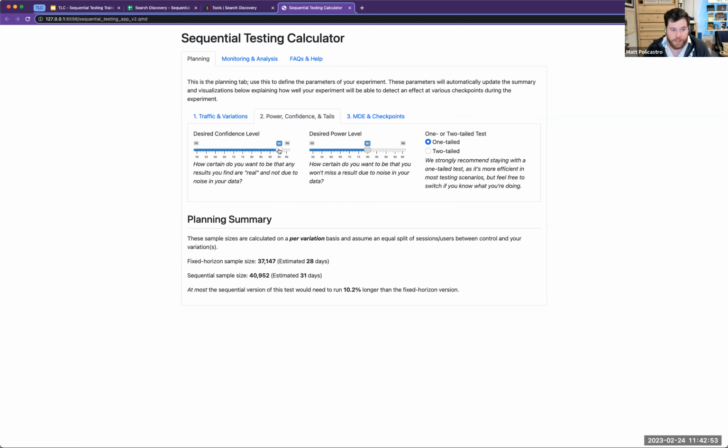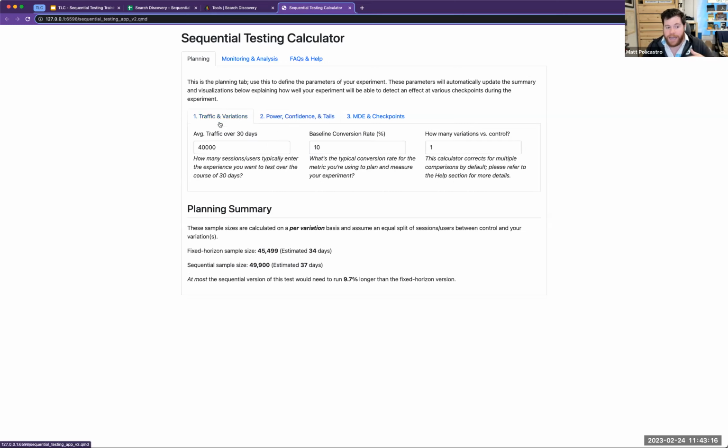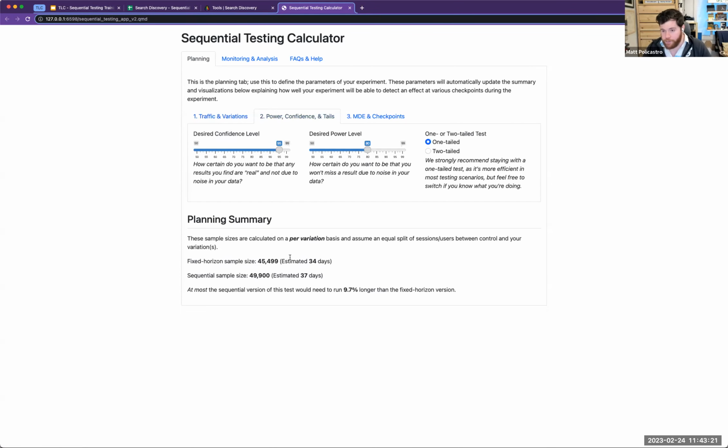Even in the worst case scenario, the way I have this designed right now, let me adjust that back up to 95. For a 95% confidence level or statistical significance level, if you translate that back to your p-value, and an 80% power level with a one-tailed test, with a fixed horizon sample size per variation, we're going to need just under 45,500. So about 34 days based on the total amount of traffic that we've included here. The sequential sample size is 49,900, so 37 days. So we're adding 3 days' worth of testing time, which is not ideal, not great.